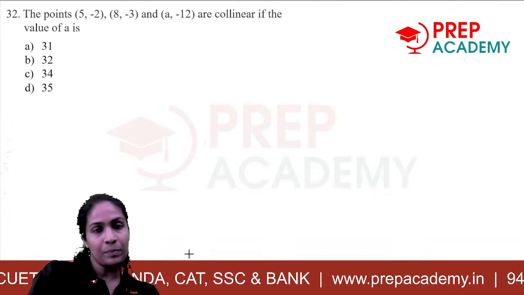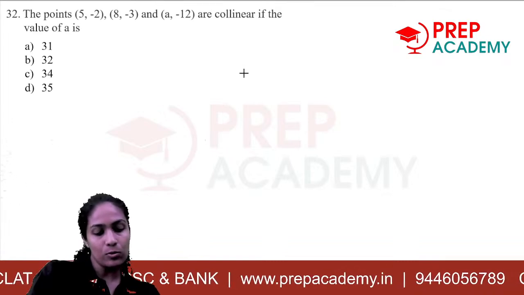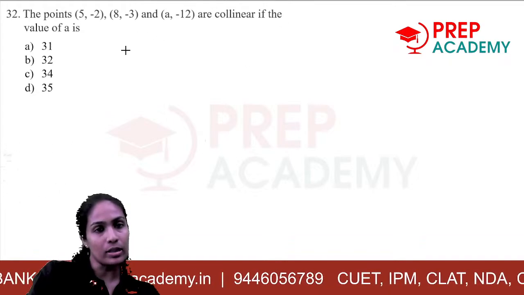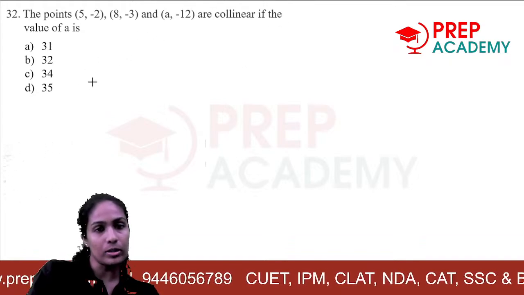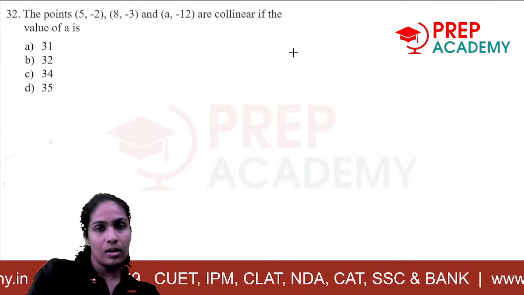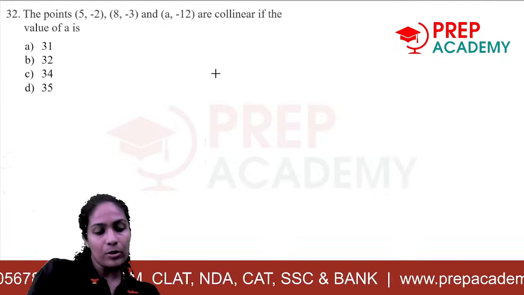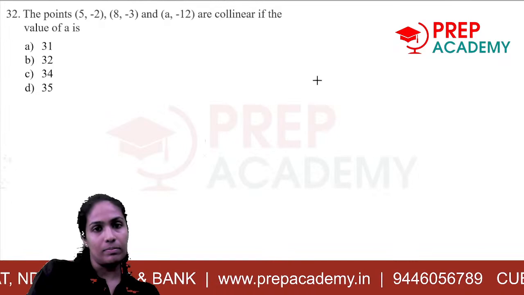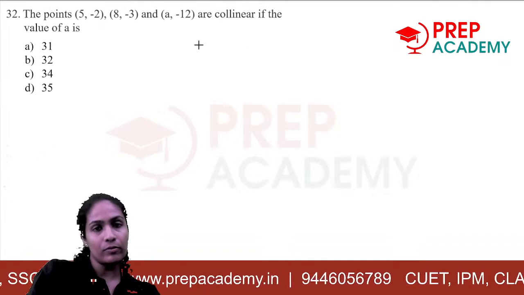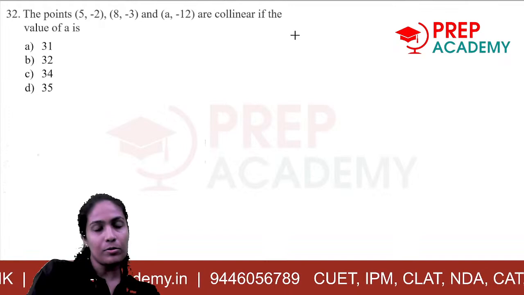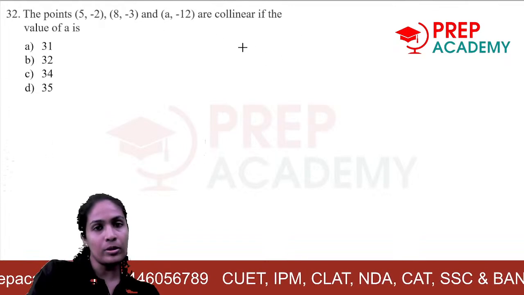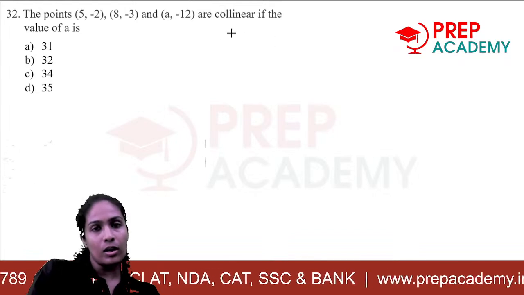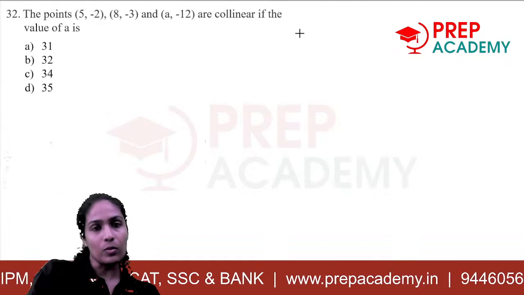So next question, the points (5, minus 2), (8, minus 3), and (a, minus 12) are collinear if the value of a is option A 31, option B 32, option C 34, and option D 35. So if 3 points are collinear, then they will not form a triangle. So the area of the triangle is equal to 0.